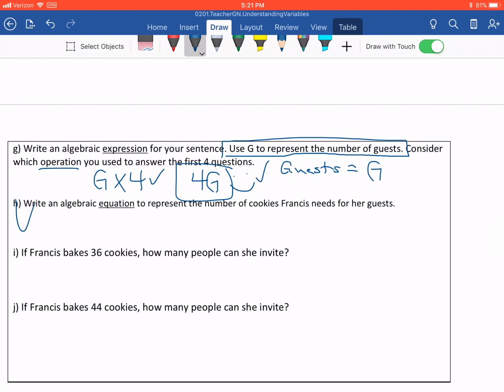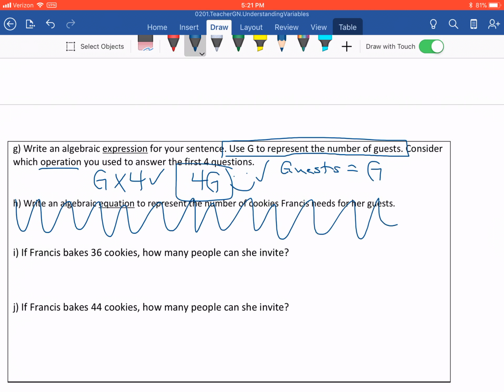Question H, again, that part's a little bit too advanced for us today, so we're just going to skip over that, and we're going to instead go straight on to letter I. If Frances bakes 36 cookies, this is a different type of question. Now it's asking for something different. They're giving us the cookies, and it's asking for how many people can she invite. So I can't just do the same thing that I've been doing.